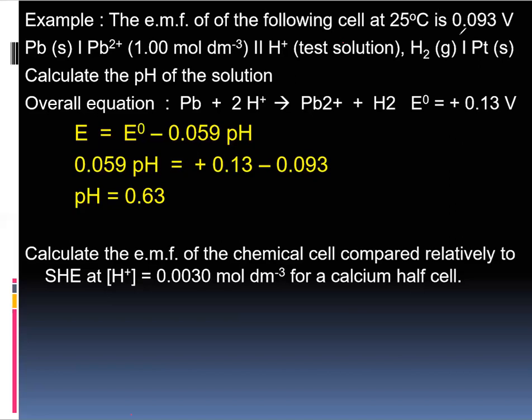I was given the value for the EMF. Is that okay? So the EMF was given to me to be 0.093. So I know my EMF to be 0.093. So that's what I have here. All I did here was to make this the subject of the formula. I took E0 to the other side. Subtract your E, which was given, from your E0, which is what we have here. Then divide both sides by 0.059, and you get the pH of 0.63. So that is how to calculate it.